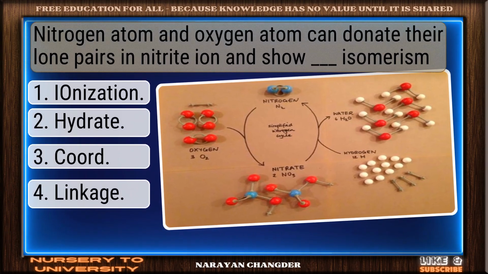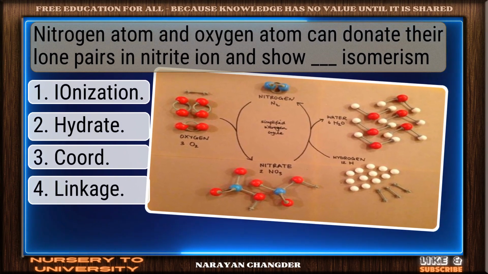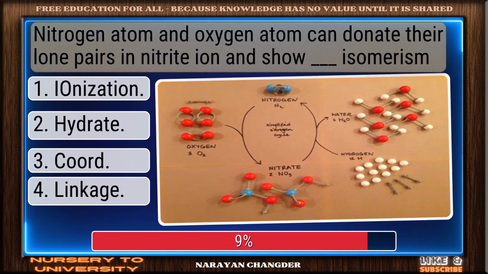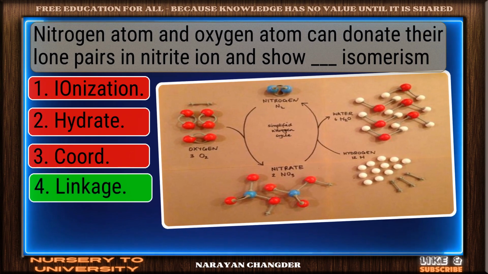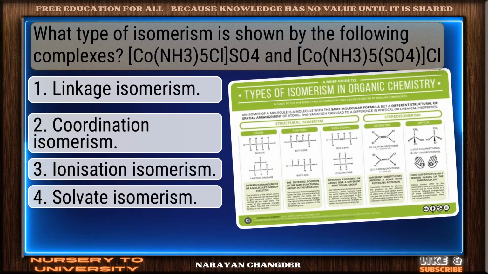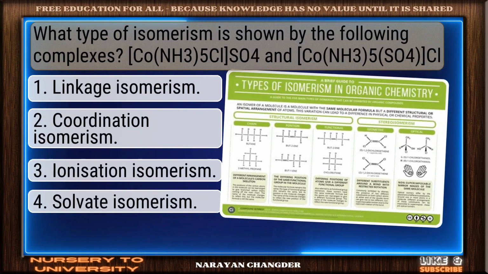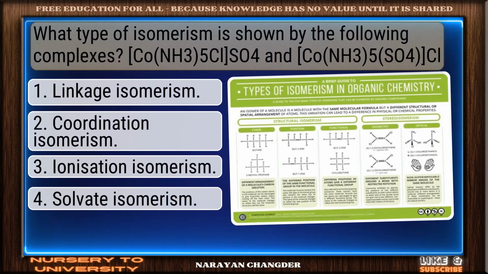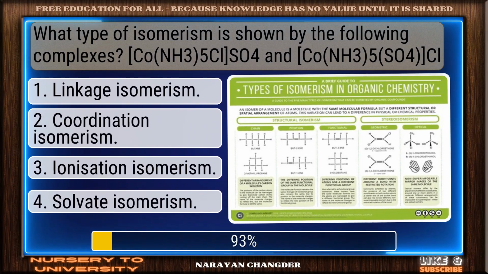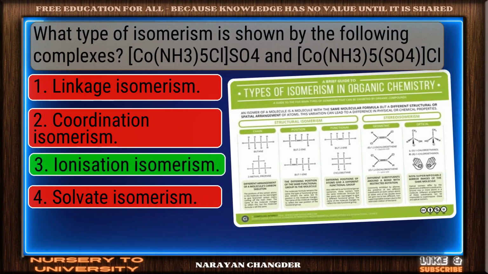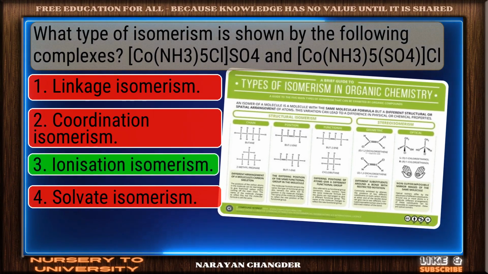Nitrogen atom and oxygen atom can donate their lone pairs in nitrite ion and show dash isomerism. Valid point. Linkage is true. What type of isomerism is shown by the following complexes? SO4 and Cl. Bravo. Ionization isomerism is the answer.